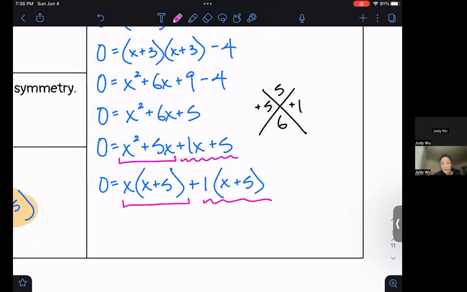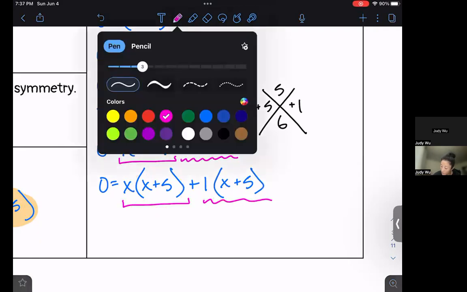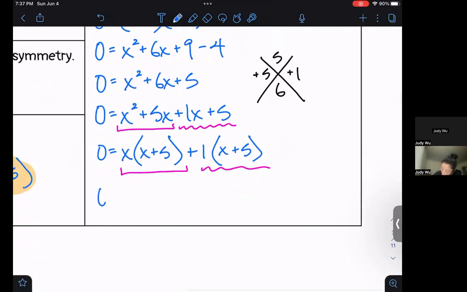Okay, now here's the cool part. This is x plus 5, and so is this. That means you did it right. It means that you factored correctly, okay? We're so close to being done with the factoring. We're going to get 0 equals x plus 5. This is the x plus 5 here and here. We're pulling that out to the front. And what's left? X plus 1.